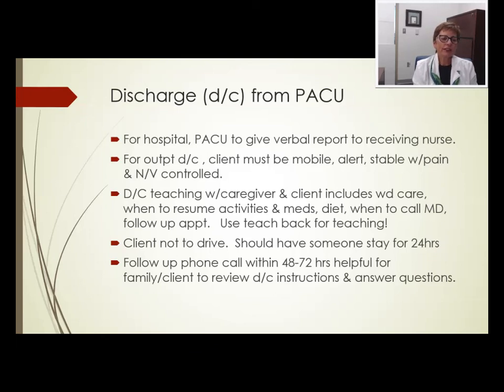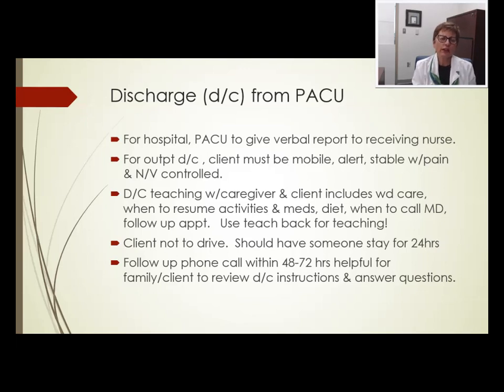Discharge teaching is done with a caregiver and the client. It includes how to take care of the wound, when to resume activities. So like for a heart cath, some doctors say they can't resume normal activities for 5 to 7 days, or if they can shower, what they can eat, when they can eat, when they can resume their normal medications, when to call the doctor, when to follow up. So all those things are very important.